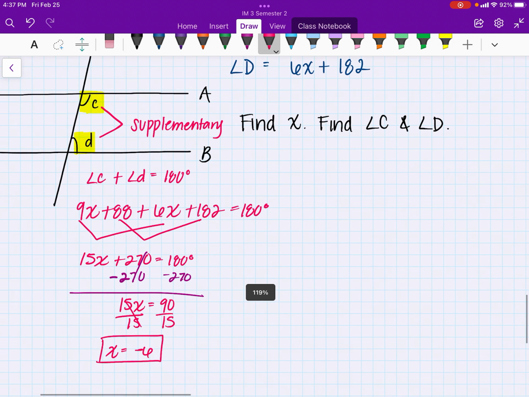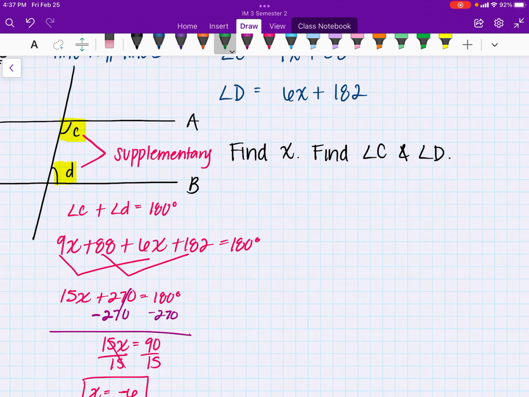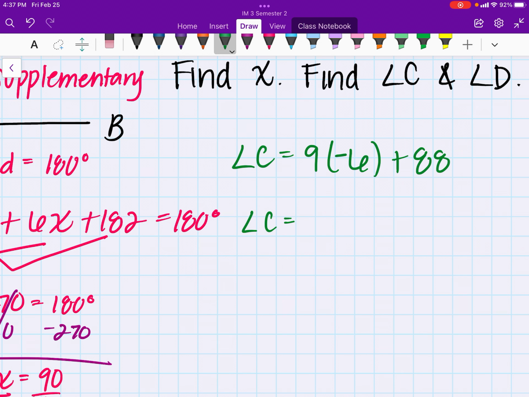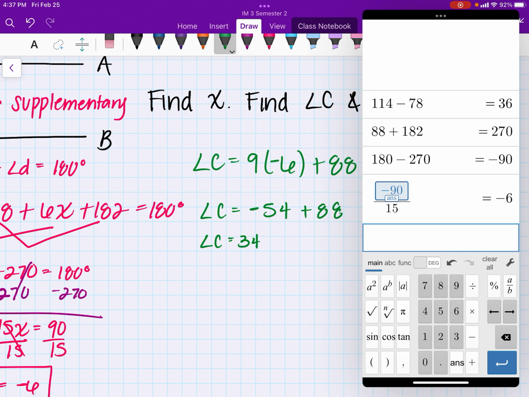Now, we already found what x equals, so now we need to find angle C and angle D. Angle C here equals 9x plus 88, or in this case, 9 times negative 6 plus 88. 9 times negative 6 is negative 54, plus 88. If we combine those two, we should get a positive 34. Let me just double check once again, guys, because we can never be too sure.